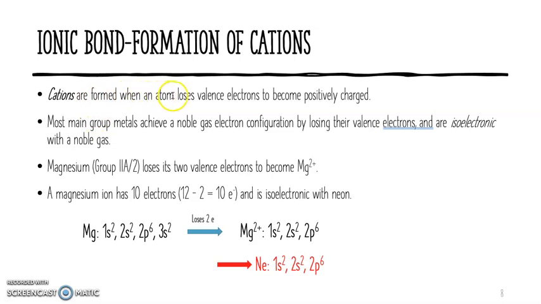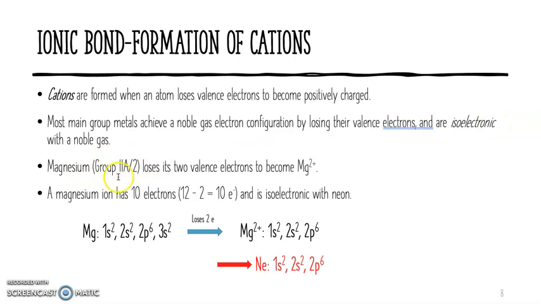Cations are formed when an atom loses valence electrons to become positively charged. Most metals achieve a noble gas electron configuration by losing their valence electrons, and therefore they are isoelectronic with a noble gas. This is a term we learned in the previous chapter. Isoelectronic means they have the same number of total electrons.